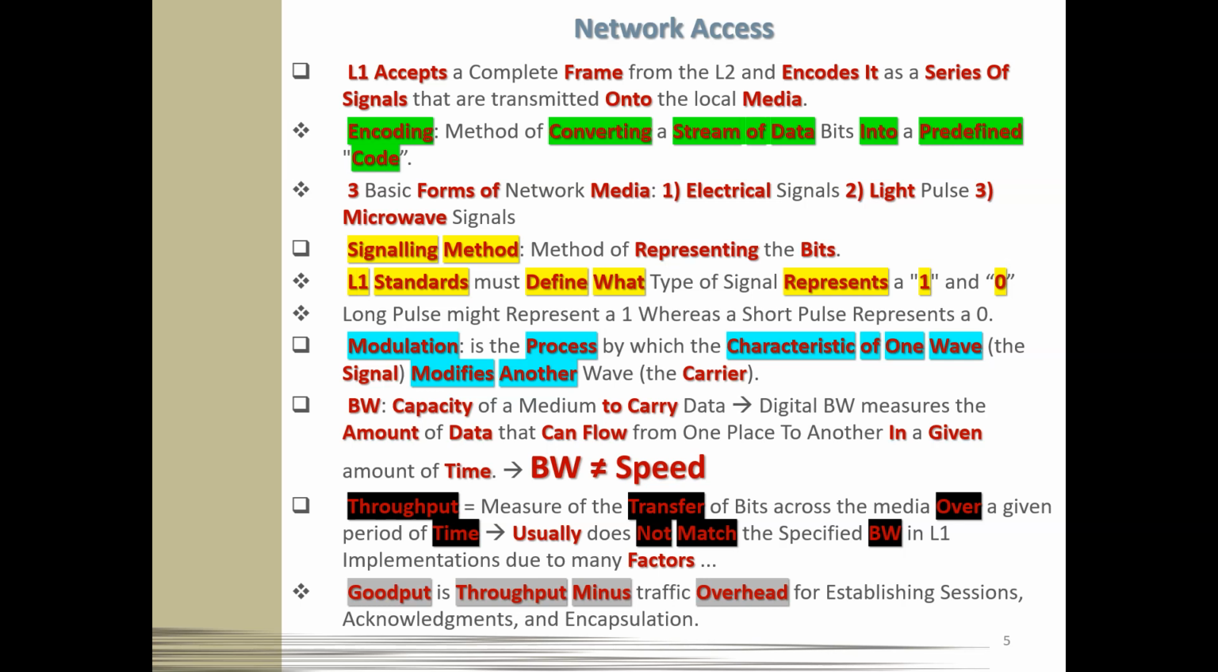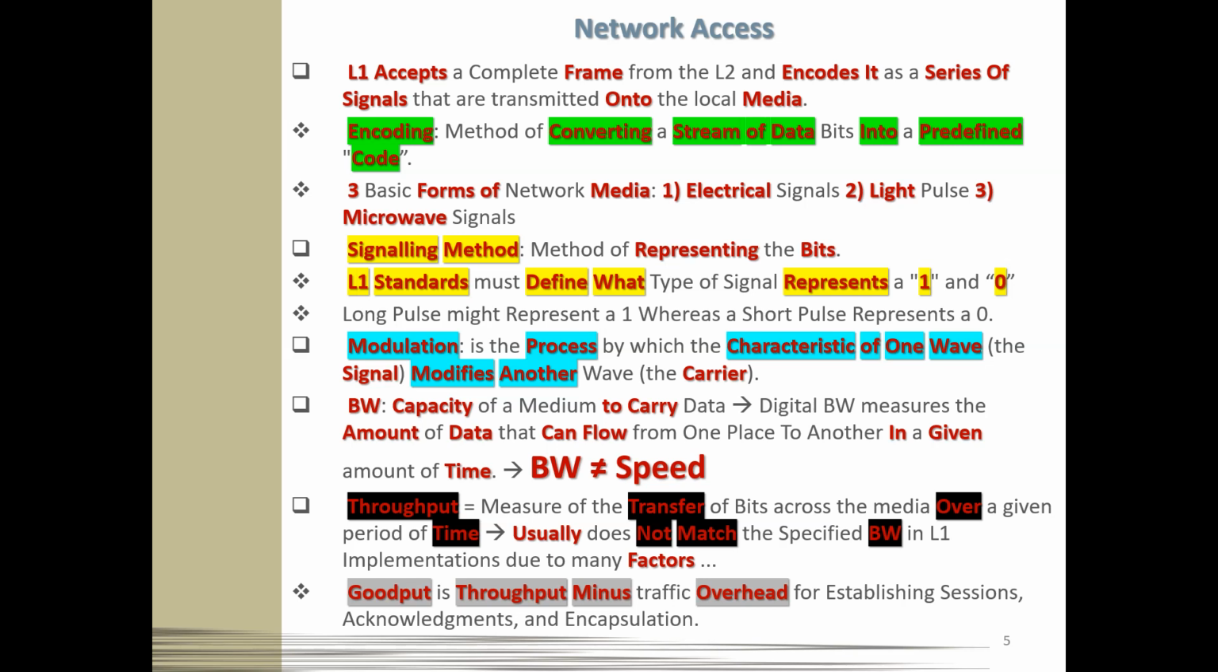While in bandwidth, we are talking about the amount of traffic or the amount of data that can flow, and it is more to do with the potential of the medium. In throughput, we are talking about actual transfer, and that's why we measure the actual transfer of bits across the media over a given period of time as throughput measurement. And the important point here is that throughput usually does not match what we see as the specified bandwidth for the physical layer.